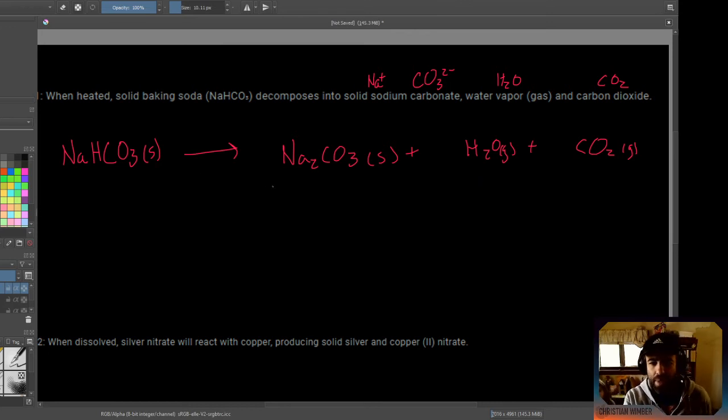All right, so let's go ahead and balance it. Hey, look, I see two sodiums. Well, the only way to get two sodiums is to have two of these guys. So two sodium hydrogen carbonates react to make two sodium carbonates, one H2O and one CO2. Counting everything, I see two sodiums, two sodiums. I see two hydrogens, two hydrogens. I see two carbons, I see two carbons. I see six oxygens, I see six oxygens. This is now balanced.